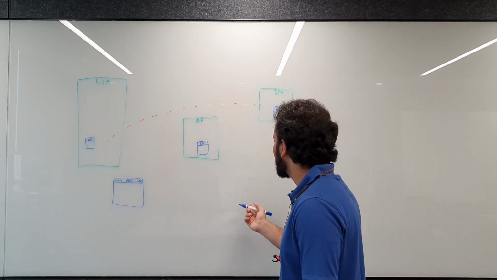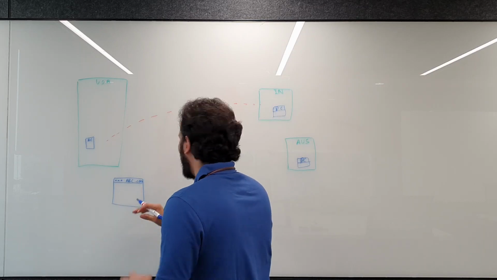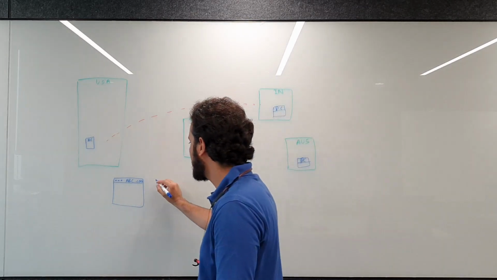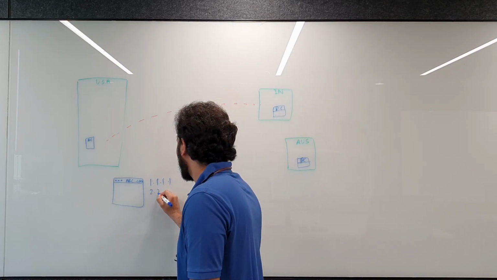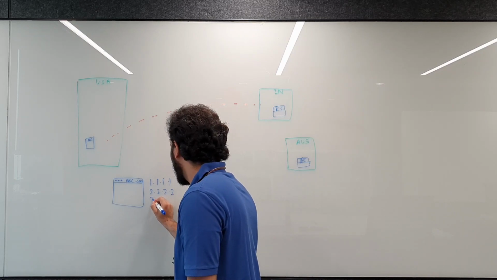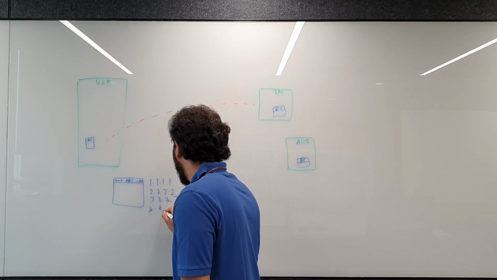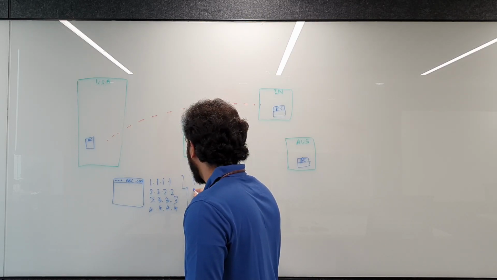Okay, so let's assume this is our website and we buy 4 IPs. Because there are 4 different regions, we're going to buy 4 IPs, and let's assume the IPs are 1.1.1.1, 2.2.2.2, 3.3.3.3, and 4.4.4.4.